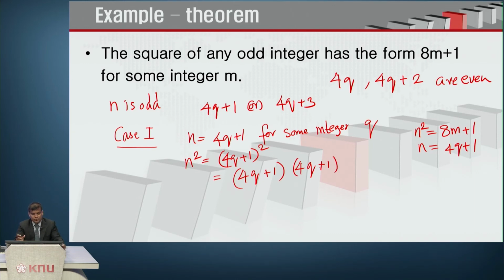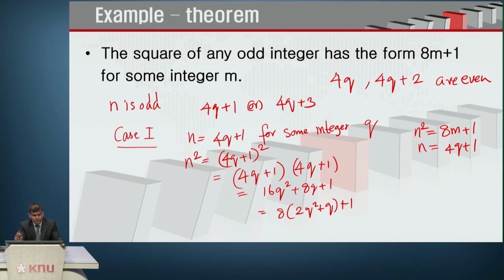because by definition of square you can write it of this form, and once you try to simplify this, you will have the form 16q square plus 8q plus 1. In other words, we can have 8 times 2q square plus q, plus 1. So this is a simple algebra by means of which we can conclude this part.